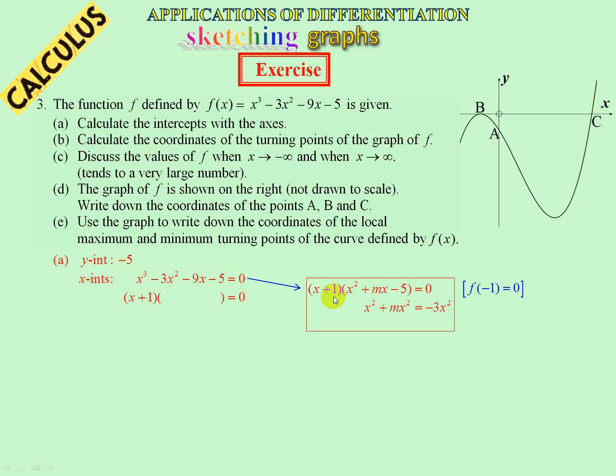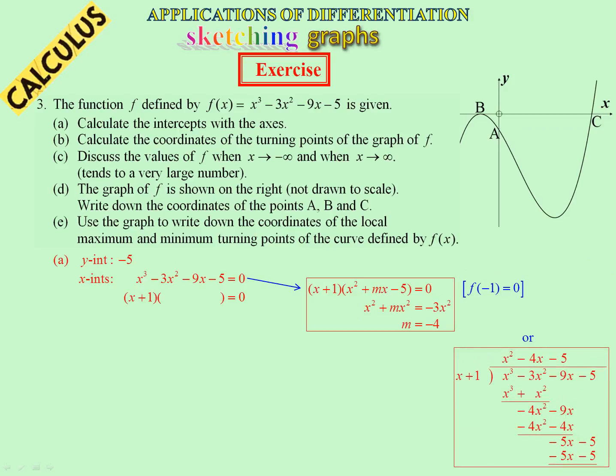I equate the x squareds. x times mx is mx squared. 1 times x is x squared. But it must be minus 3x squared. That gives us m equal to negative 4. Or we could have used long division. Either way, we end up with x squared minus 4x minus 5.